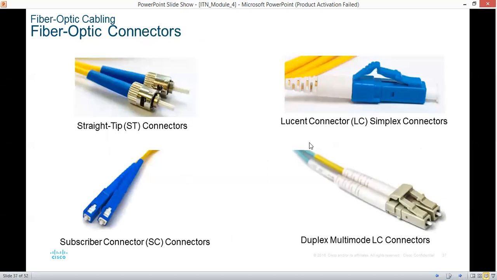So these are some of the connectors you see in the course of terminating fiber within the organization. You're using the straight tip, that's the ST connectors. We're using the Lucent connectors, the duplex multimode connectors. All these have to do with the port itself. So they come in different types, and when this fiber has been spliced, it's been spliced using the different connector types you can see here.